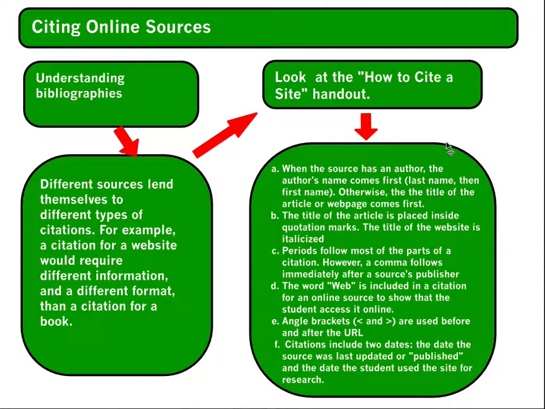Now, periods follow most of the parts of a citation. So you see Plaskett, Kelly, period, The Glassy Dinosaur Effect, period, Time for Kids, period. Now, the Time Inc., that is the publisher. In this case, a comma follows the publisher. And then you have the date it was published, which is 9 May 2012, followed by a period. And then Web, which shows that you got it online.